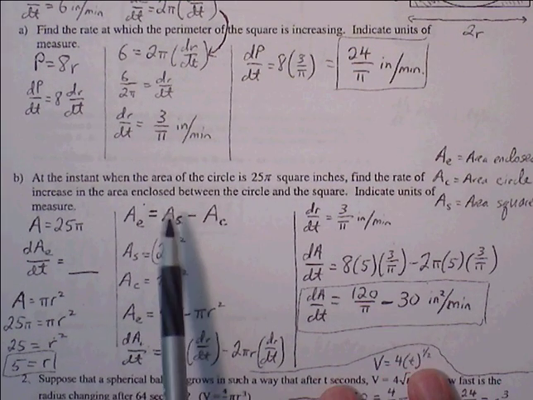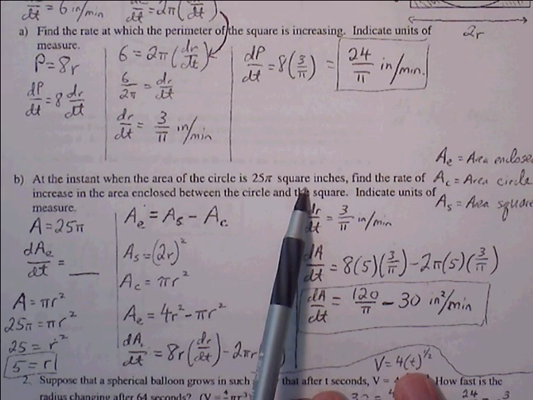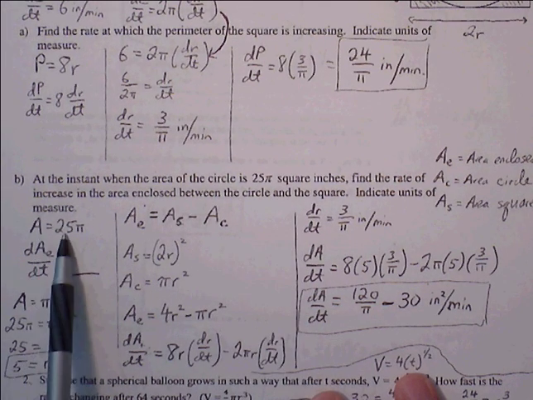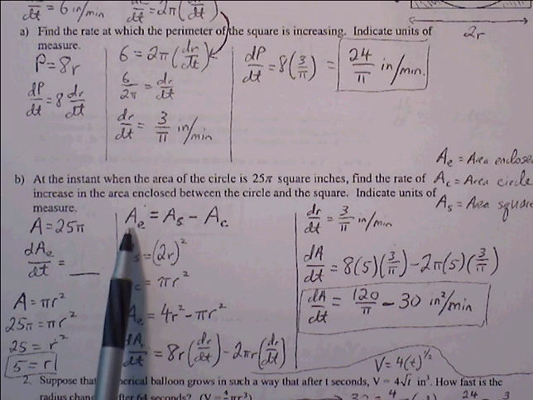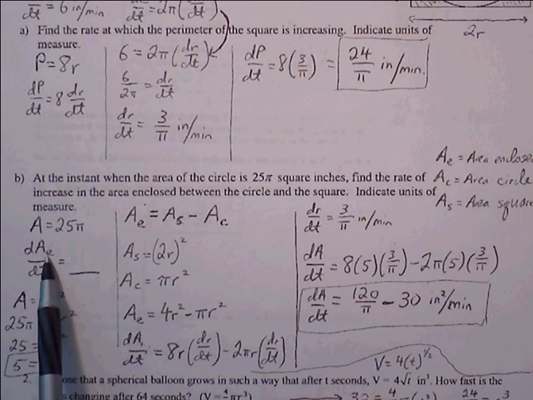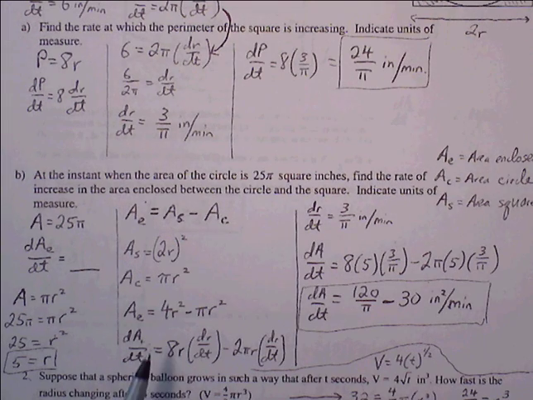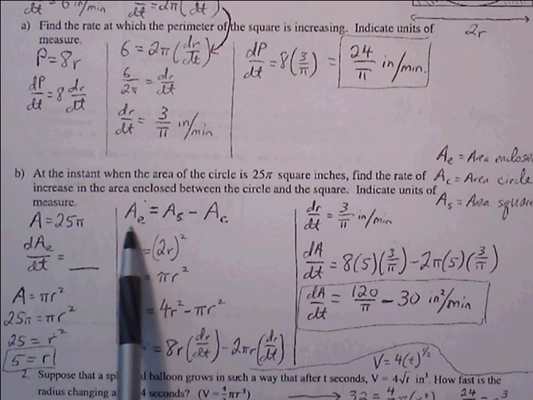All right, let's see what else is given to us. At the instant when the area of the circle is 25 pi square inches, so let's go ahead and assign A is equal to 25 pi. Find the rate of increase in the area enclosed. So we're looking for dA dt for the enclosed. So I have dA sub E over dt. Okay. Indicate unit of measure. So let's see here.